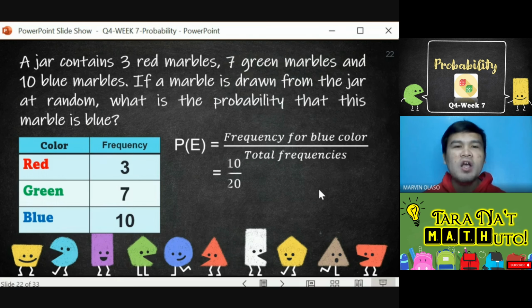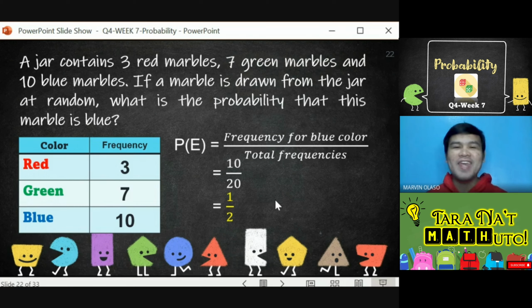We have 10 over 20. The total frequency po, lahat-lahat, ay 20. So, is it the final answer? No. Reduced to lowest terms, 10 over 20 is equivalent to 1/2 or 50% probability.